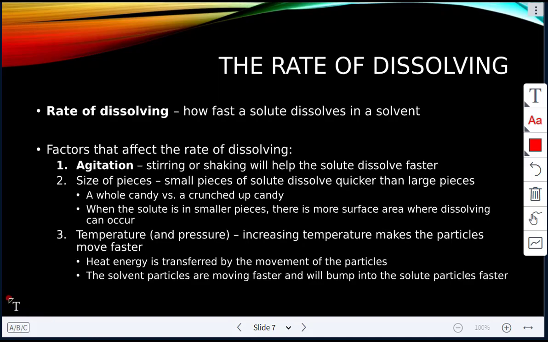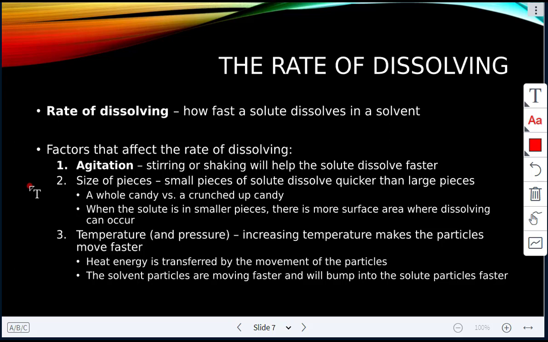And then there's rates of dissolving. The rate of dissolving is how fast a solute can dissolve in a solvent. There are a few factors that can affect the rate of dissolving. The first one is agitation. This is the same thing as stirring or shaking. So by stirring or shaking the mixture, it will help the solute dissolve faster into the solvent.